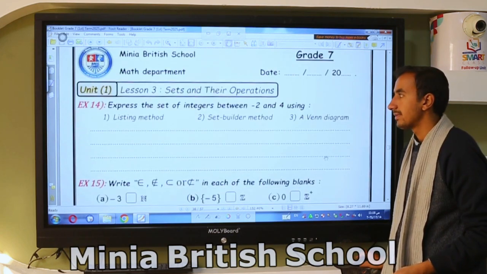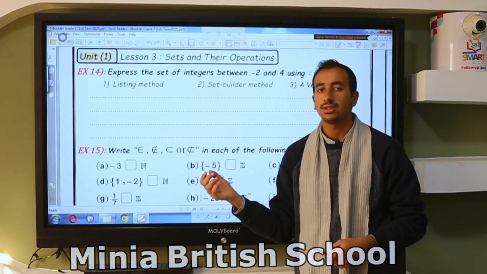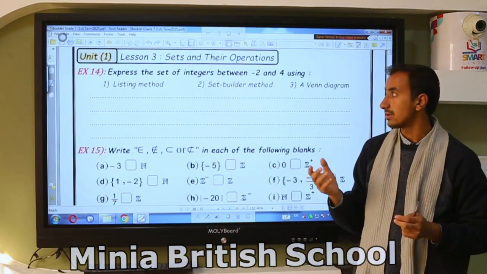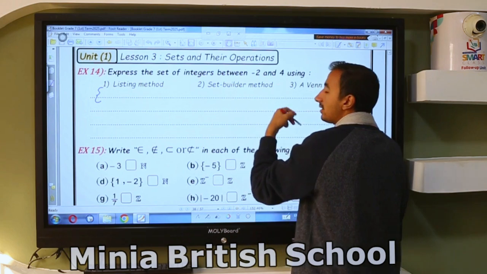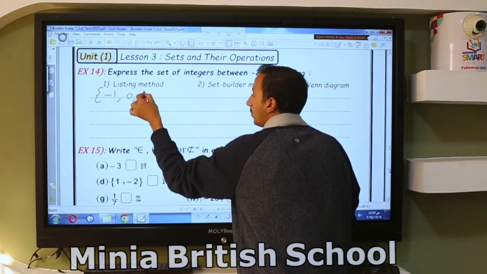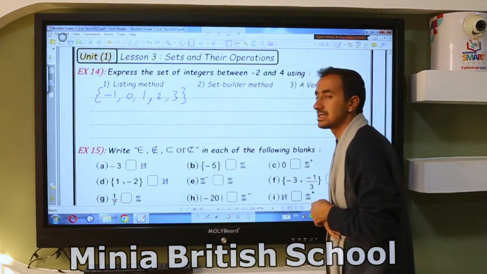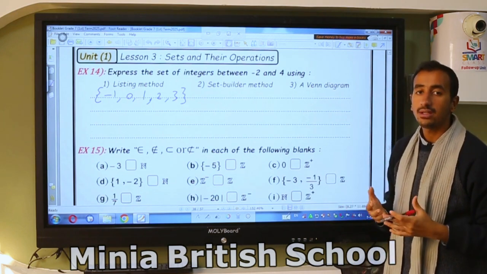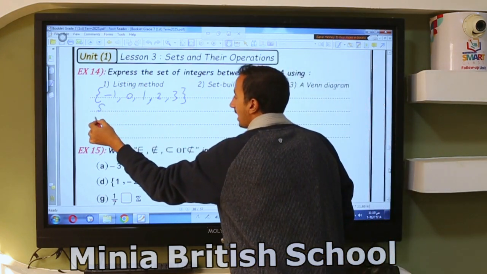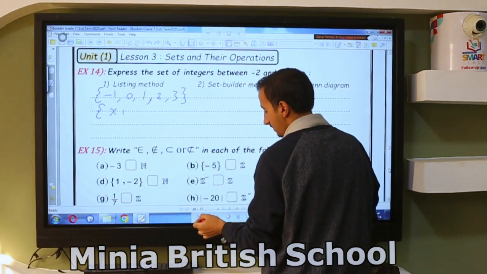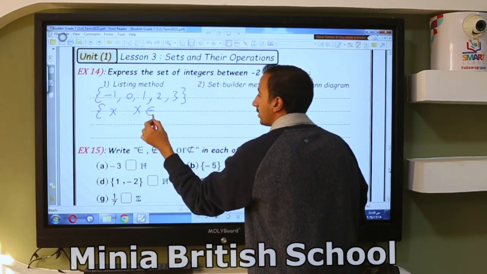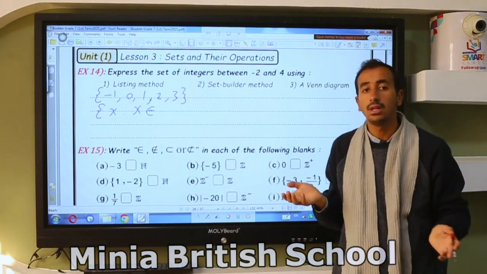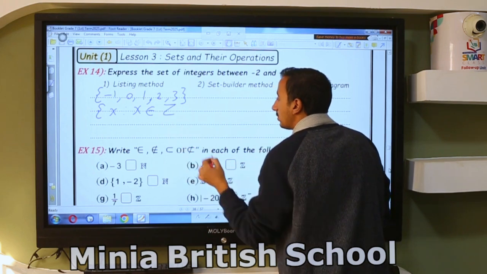Okay. Here, let's take this lesson 3 in unit 1. Express the set of integers between -2 and 4. I need the set of integers between -2 and 4 by the listing method. Listing method: inside the brackets of the set, between -2 and 4, -1, 0, 1, 2, 3, and close the brackets of the set. Set builder method: you can define the set builder method for the element x, where x belongs to natural? No, because I have here -1. -1 doesn't belong to the natural numbers, so I can make it belong to the integers.